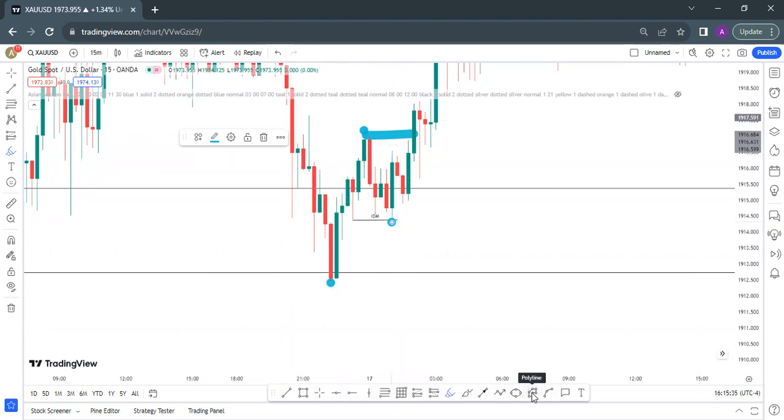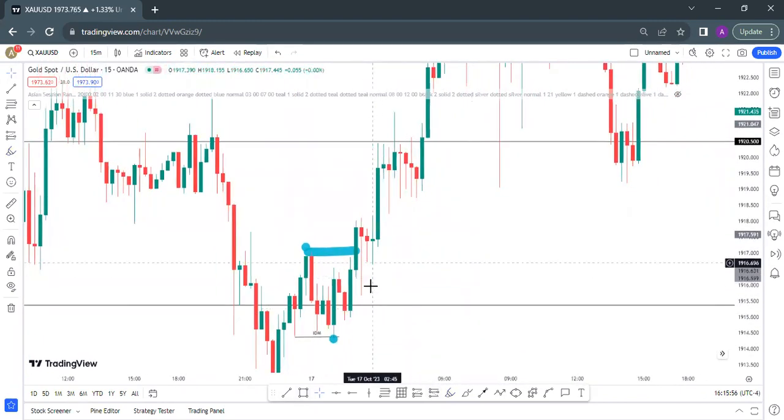Now, you can see that price broke above, and that means that this is our confirmed low. So break of structure confirms our low and IDM confirms our new high. All right, let's continue.